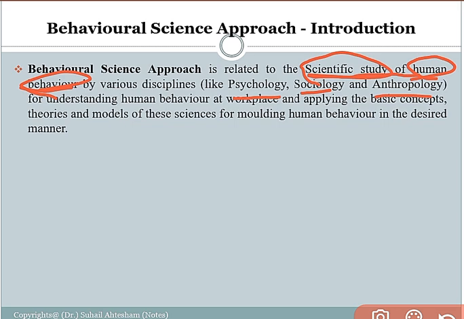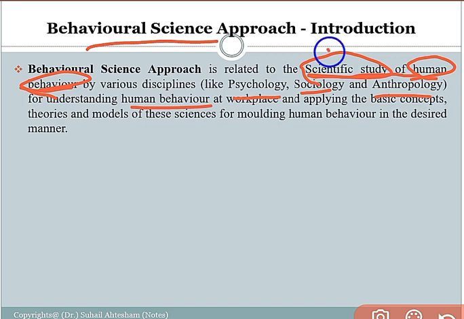And anthropology is related to the culture and environment in which the individual survives in day-to-day activities. So here the behavioral science approach is concerned with human behavior, the behavior of the individual or the employee, by various disciplines, for understanding human behavior at the workplace. Why is there a need to understand human behavior at the workplace? Because by noticing behavior, we are able to know the needs, wants, and expectations of our employees and workers in an organization, so that we can fulfill their needs and expectations, they may be happy in the environment in which they are working, and it may help the organization achieve more and more productivity.